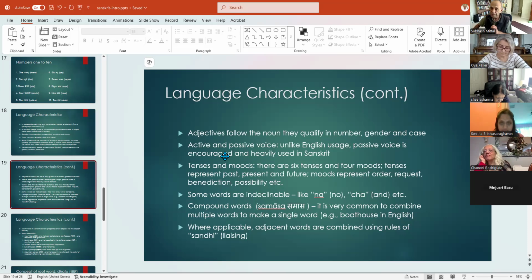Now, there is a very strong emphasis on active and passive voice. In English, normally they will say try not to use passive voice. Most of the time, if you write a sentence in English in Microsoft Word, it will always underline it as a passive voice, and suggest making it active voice. Not so in Sanskrit. Sanskrit loves passive voice, and it's used everywhere.